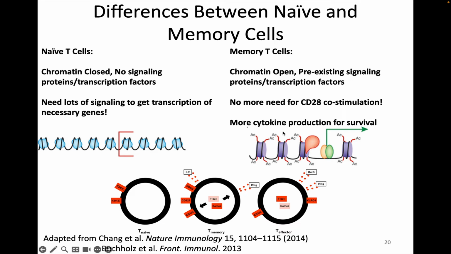Memory cells, however, have that chromatin really open. The DNA is really accessible. And some of the signaling proteins and transcription factors are already made, so that those cells are going to be triggered much more easily. These cells are generally going to be making a lot more cytokines to help themselves survive, and we're not going to need to hit these cells as hard in order to stimulate them.